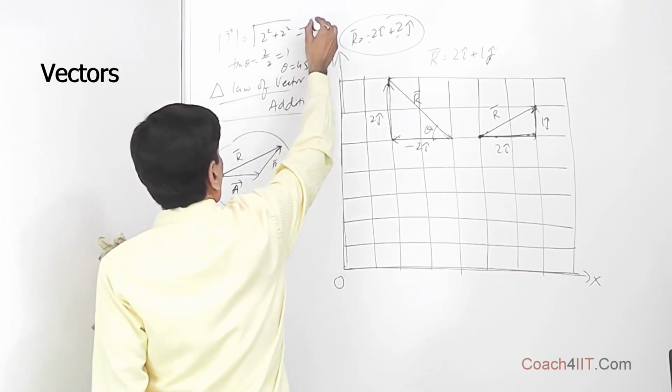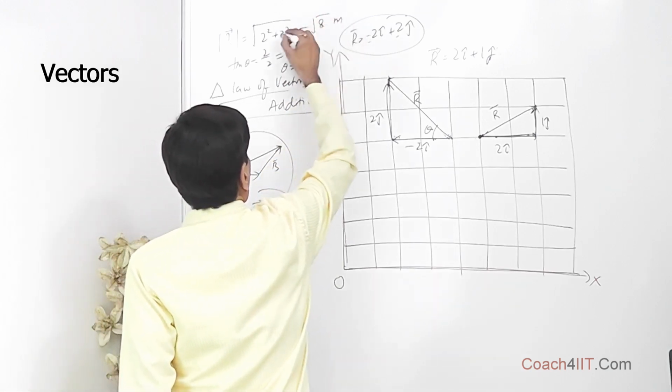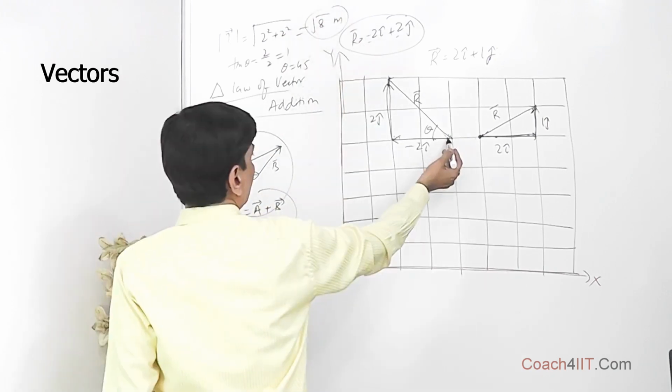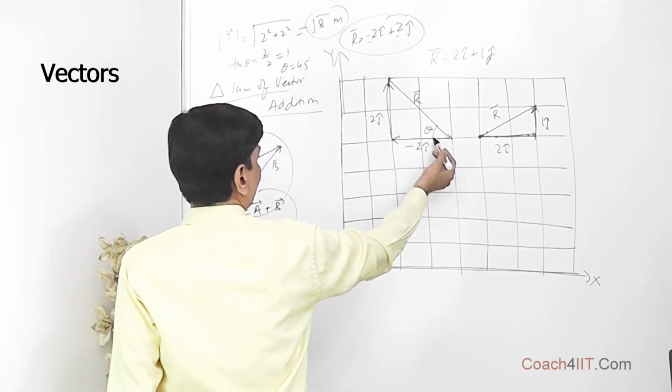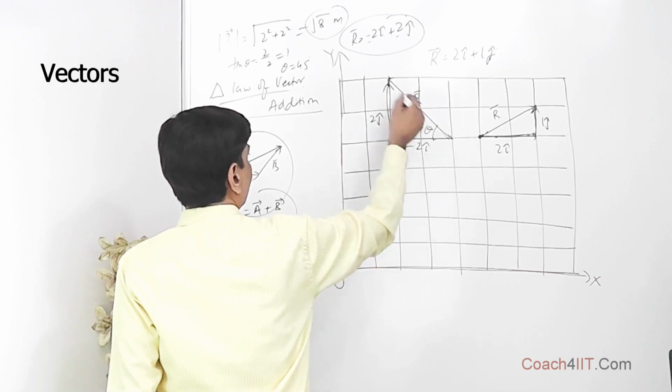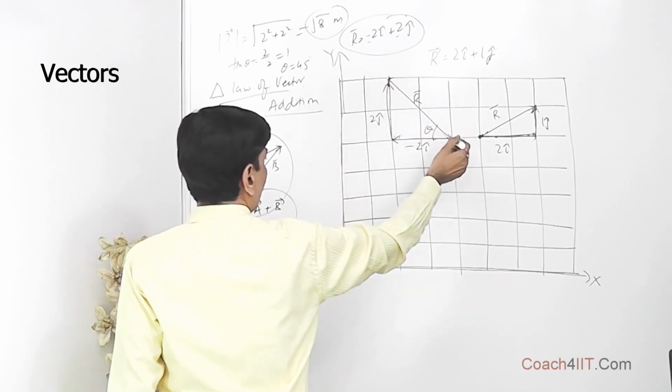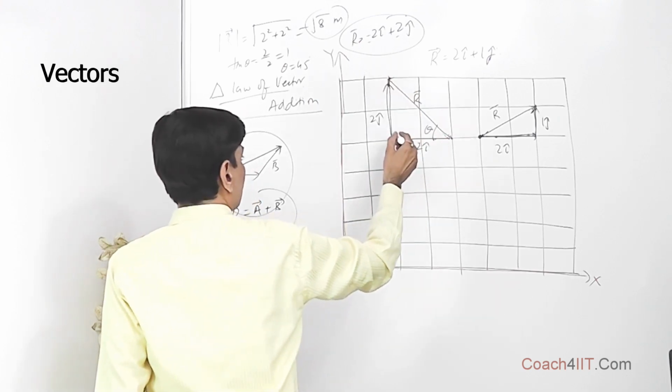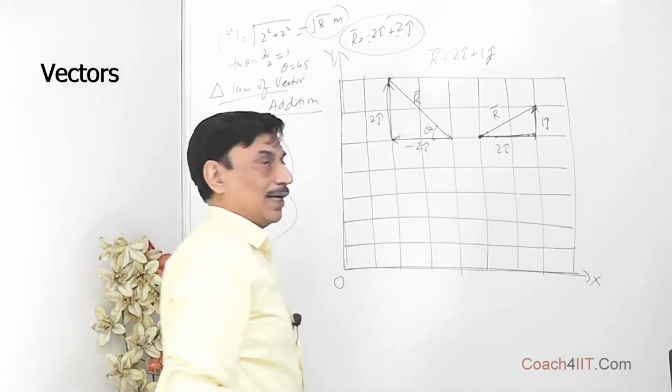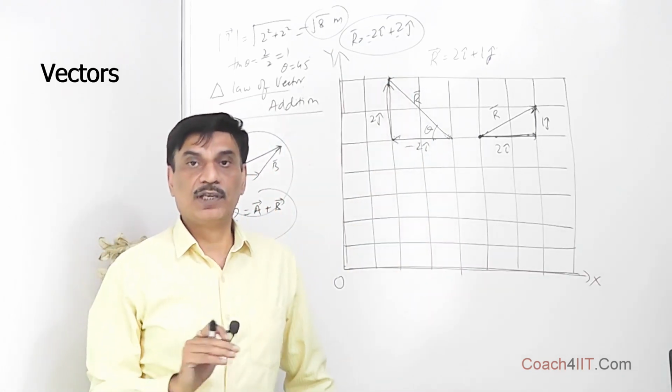So it means if you go root 8 meter at an angle of 45 degrees, you will find yourself exactly at the same position as if you had gone first 2 meter this way and 2 meter up. The displacement would have been the same in both the cases. We can also add more than 2 vectors using the same principle we have followed in the triangle law of vector addition.